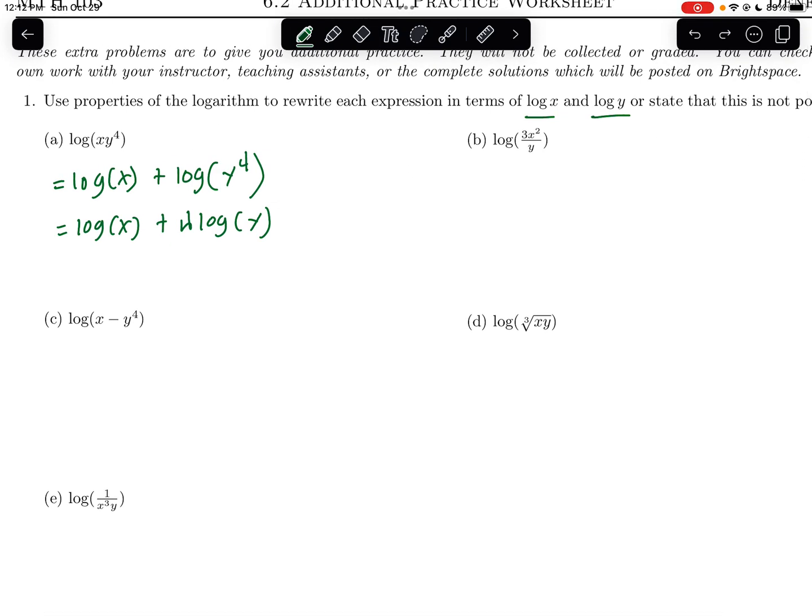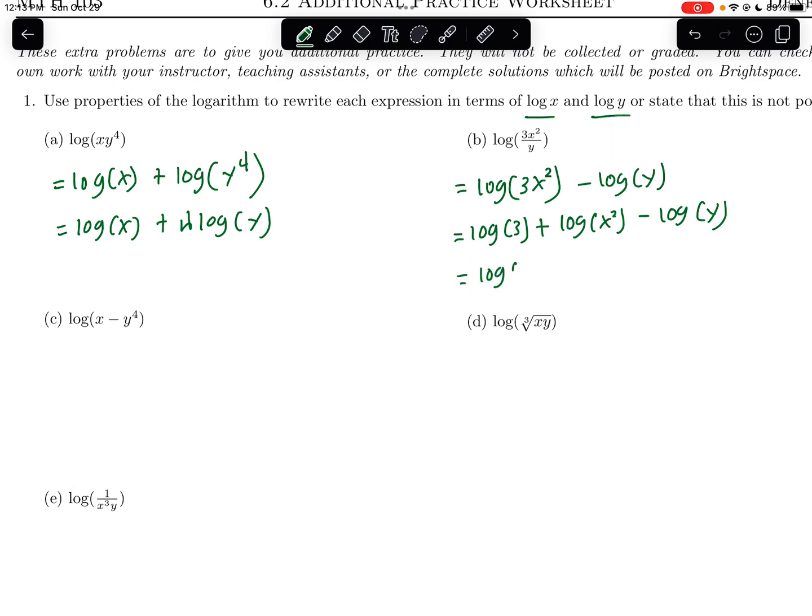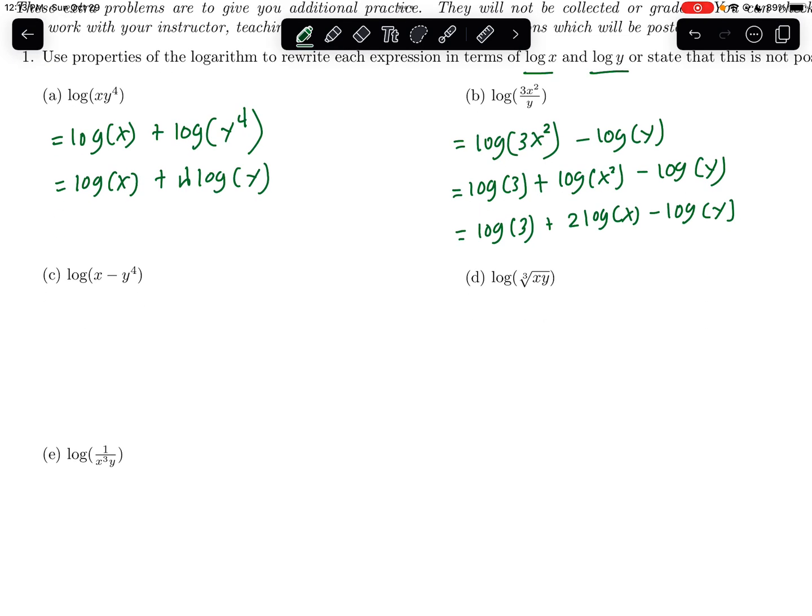Similar for b, this is the same as writing, if you divide, you subtract. So this is log minus log y. And again, this actually can be written as, you can apply the product rule to that first term, which would be log 3 plus log x squared minus log y. And again, the 2 in the x squared can become a multiplier in front. So this is 2 log x minus log y. So that's fully expanded in a sense.